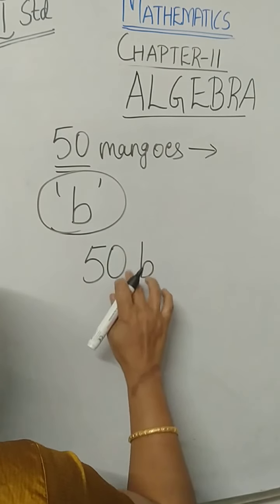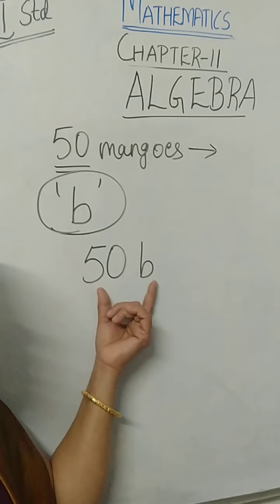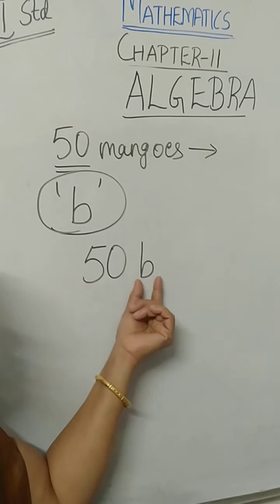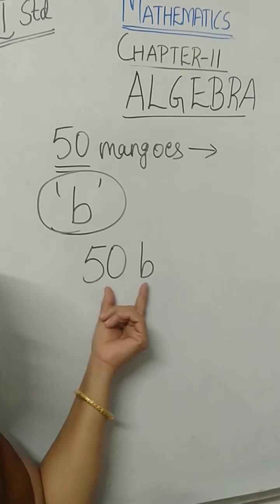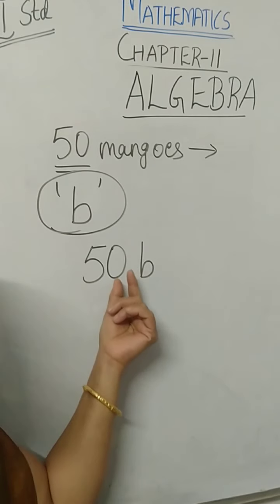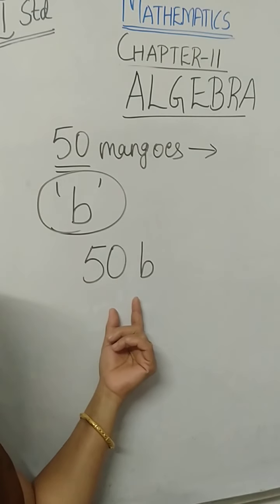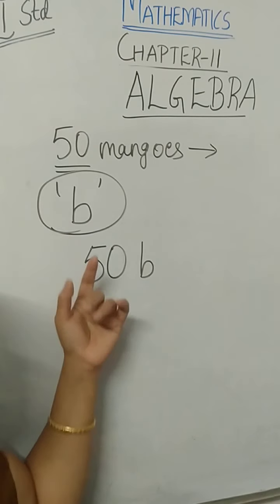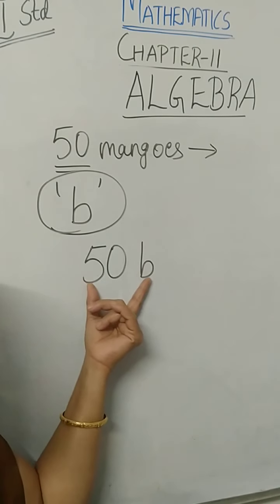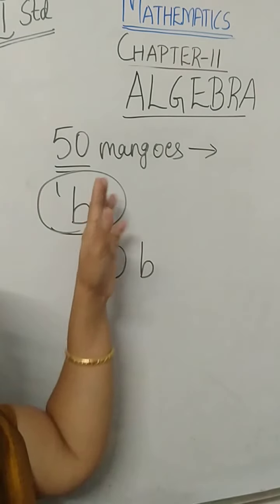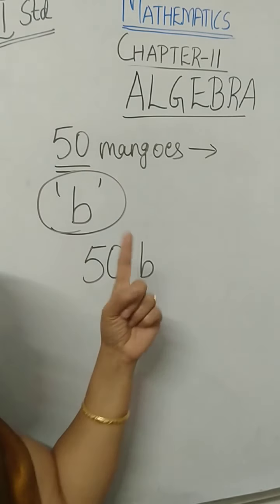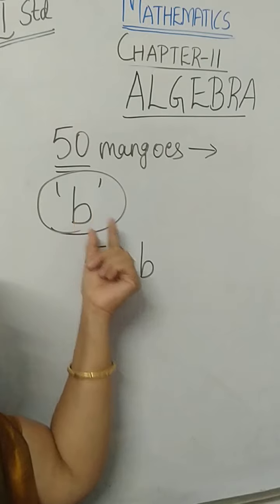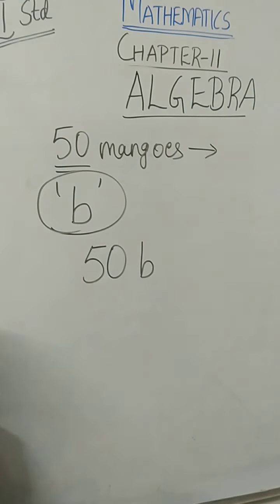Here we don't write the multiplication symbol. It is understood that when a constant and a variable are written together without any symbol, there is a multiplication sign between them. So how many mangoes are there in B boxes? There are 50B mangoes. 50 is the number of mangoes in one box, the number of boxes is B, so it is 50B.